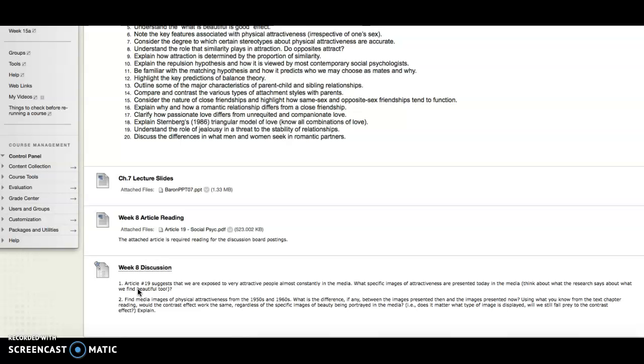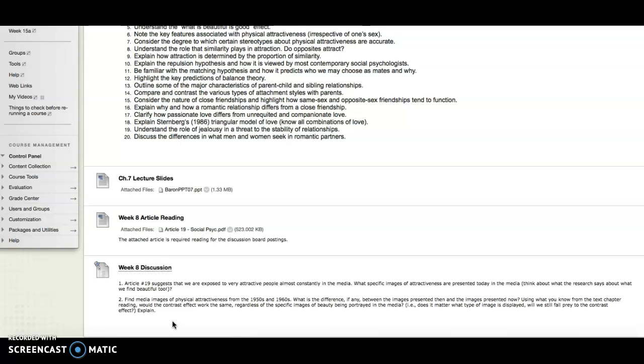And this is where the media can really play a strong role in what we view as beautiful or not, and how much we're exposed to very attractive images might actually make us quite dissatisfied with the partner that we have or the people that we are around, because we're constantly comparing and contrasting with those images.